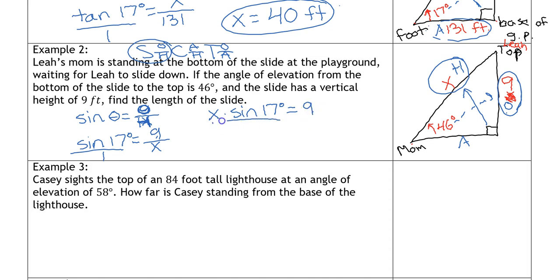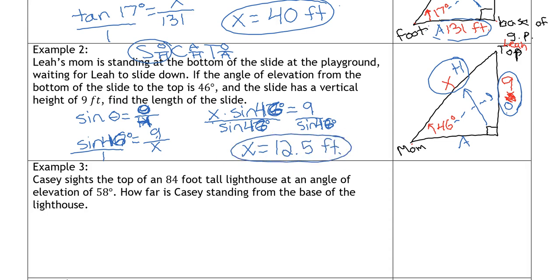And then since x is being multiplied by something, I'm going to do the opposite, and I'm going to divide. I'm not using 17, I'm using the number from the last. All of these should be a 46. Sorry, I was using the angle from the last problem. So sine of 46. 9 divided by the sine of 46 is 12.5 feet. So our slide is 12.5 feet long.